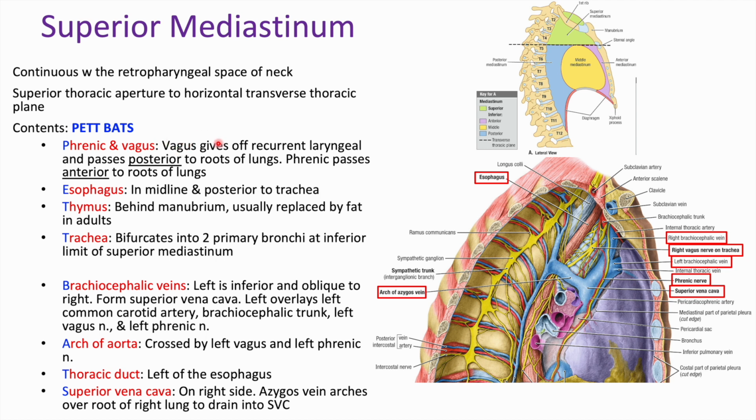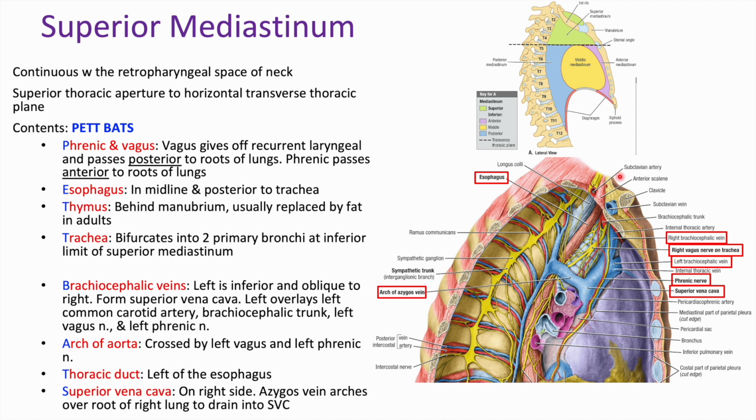And so the vagus is going to come down. It's going to give off the recurrent laryngeal, which will go behind the subclavian on the right or the aorta on the left. And then it's going to pass posterior to the root of the lungs. So the vagus is going to pass posterior to the root of the lungs. The phrenic nerve is going to be passing anterior to the root of the lungs. And that's how you can distinguish the two.